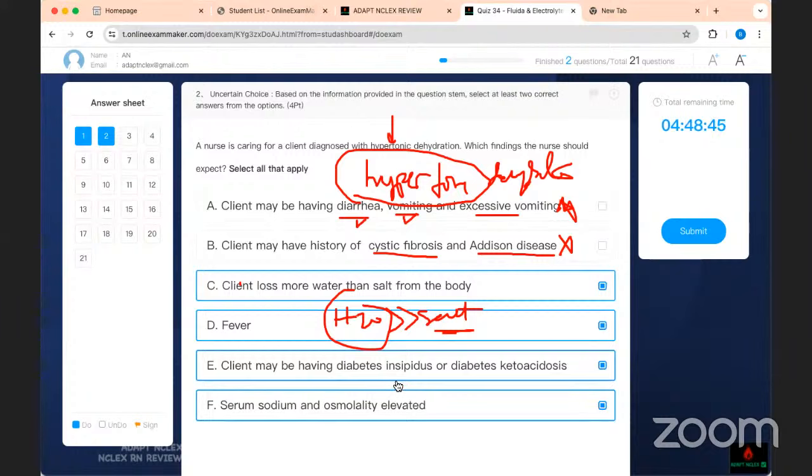This is a hard one, but this is just using the content. This is why you don't have to memorize. I explained to you what is hypertonic dehydration. I'm losing mostly water and my blood will become hypertonic. Hypotonic dehydration, I'm losing more salt and my blood becomes liquid, watery. Isotonic, I lose salt and water, but you have to know which condition causes that. Diarrhea and vomiting is an isotonic fluid loss. Therefore, those are your answers.